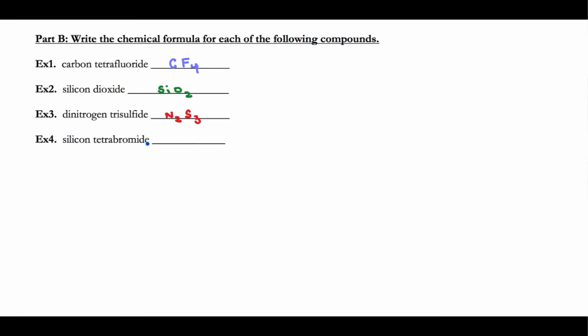And for the last one, silicon tetrabromide. So I have 1 silicon, and I have 4 bromines. Tetra is 4, and that's all there is to it. So no crossing of charges here. Your prefixes simply tell you how many of each atom you have, but remember you can only use this when you have a covalent compound, which is between 2 nonmetals.